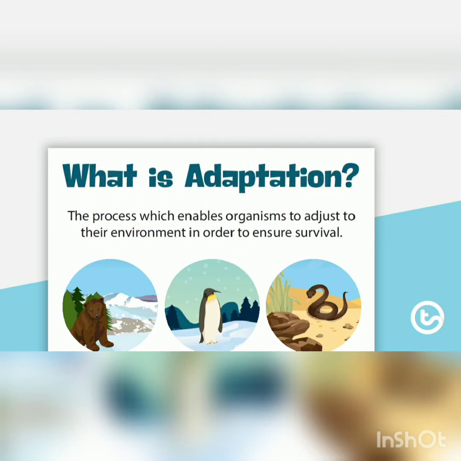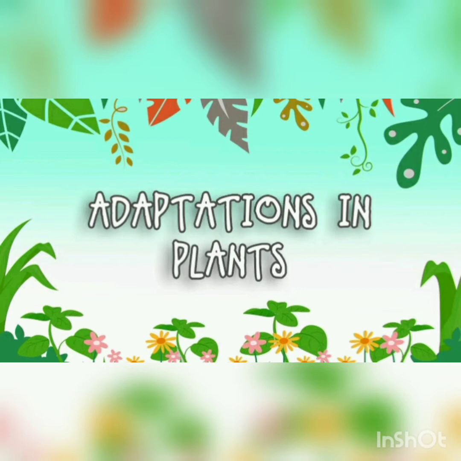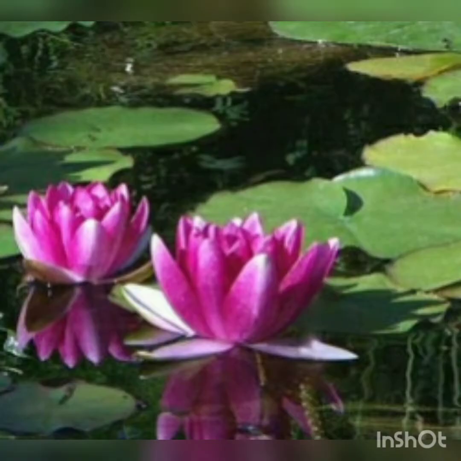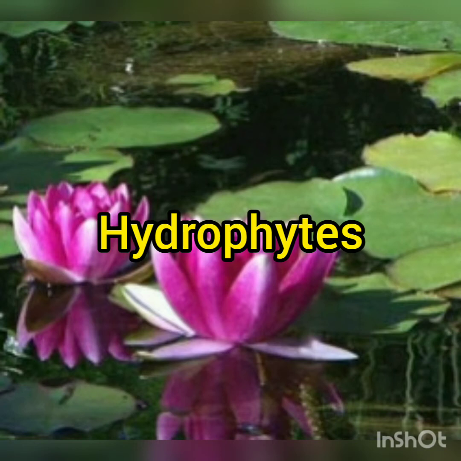So now let's discuss the different adaptations in plants and animals. Today we will be discussing adaptation in plants. Based on the amount of water available in the habitat, plants are divided into three categories. So, depending on the amount of water that is present in the particular habitat, we have three types of plants. Plants that live or grow in water are called hydrophytes. For example, Hydrilla and lotus are hydrophytes.